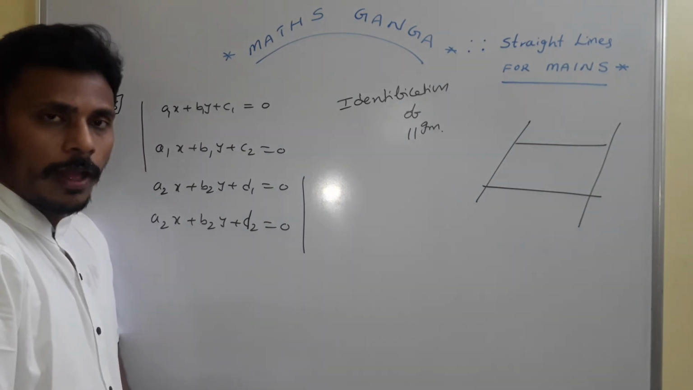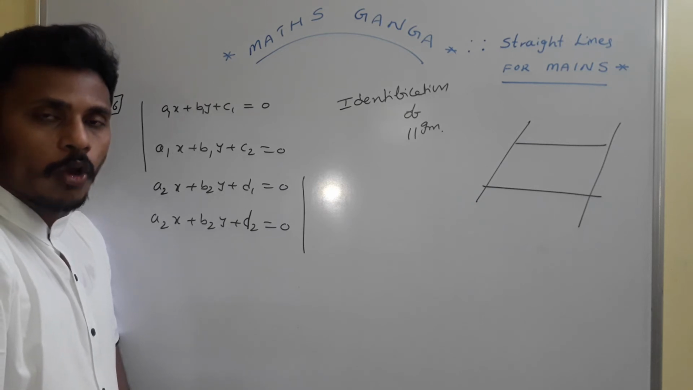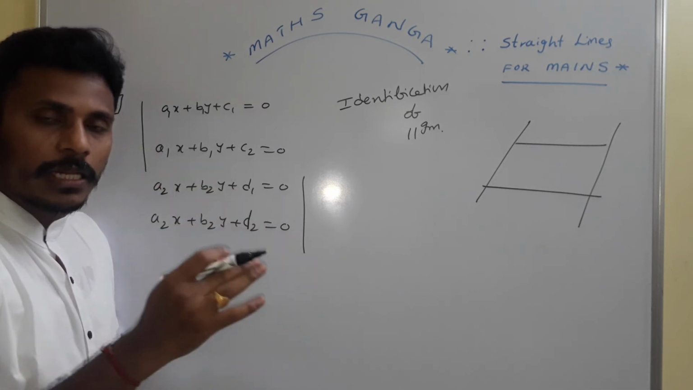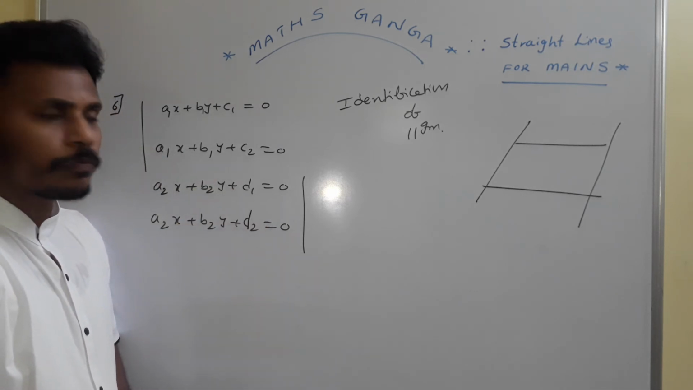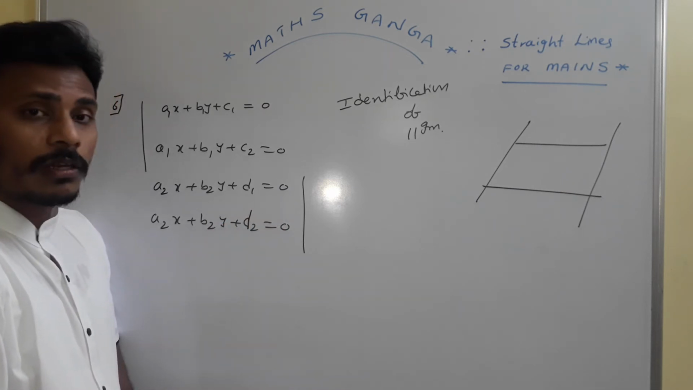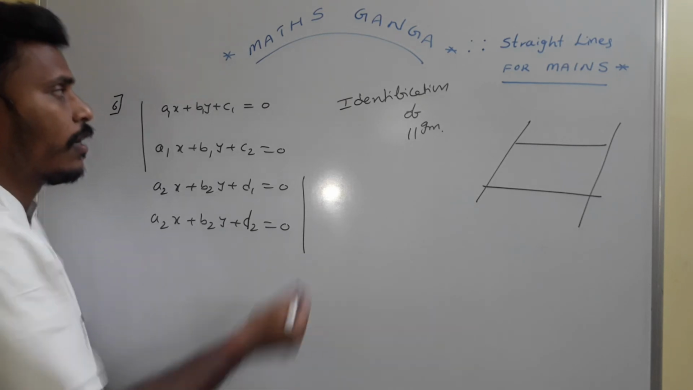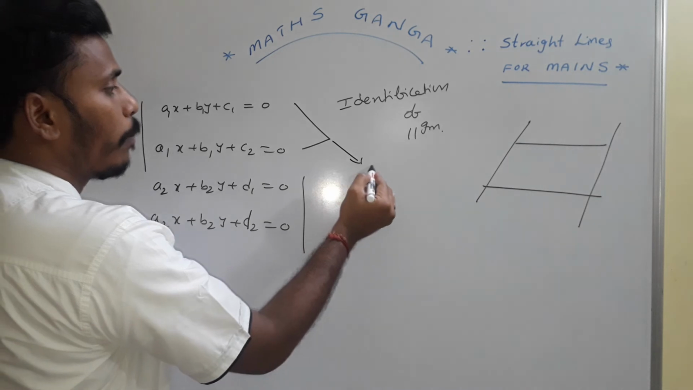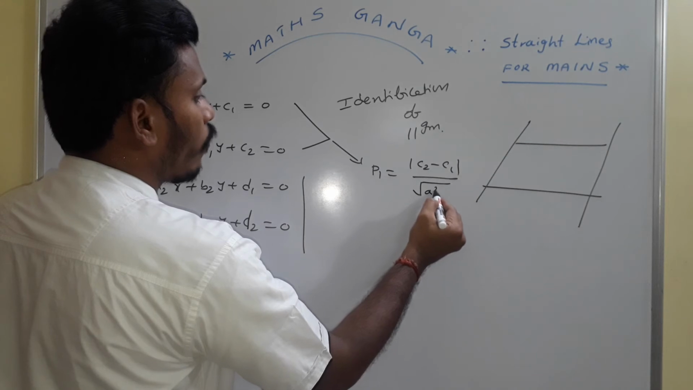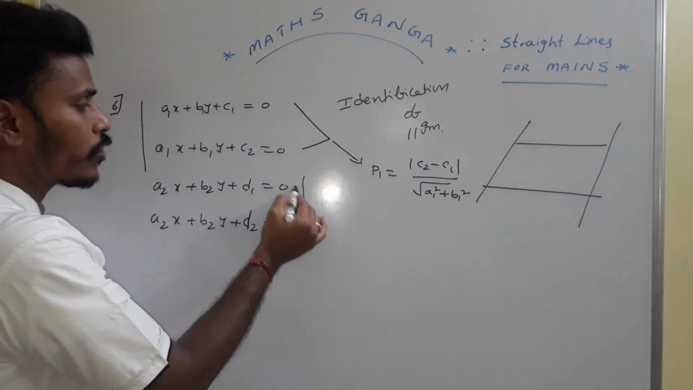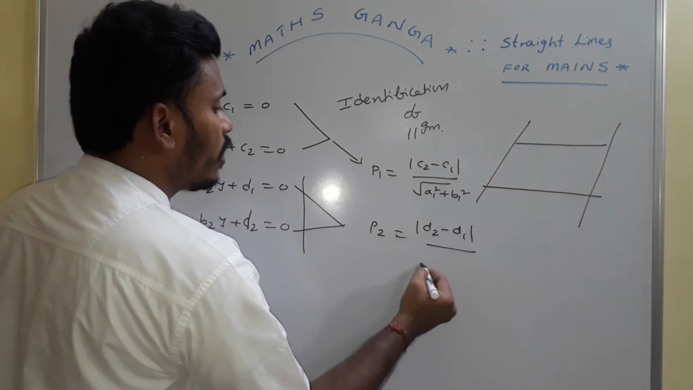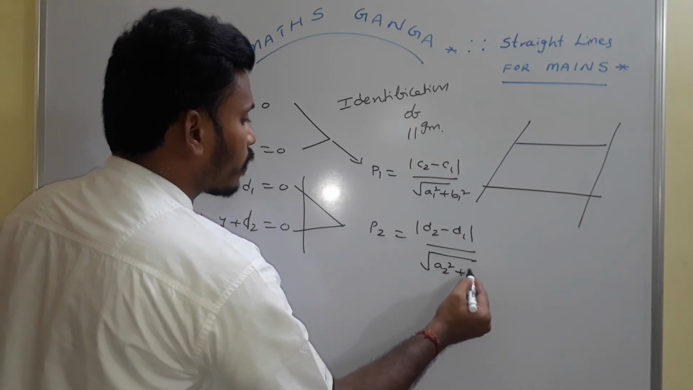Since they form a parallelogram, now we need to identify which type of parallelogram it is. We have different types of parallelograms. What are those? There may be a parallelogram, rectangle, square and rhombus. So now we need to identify the type of parallelogram. To identify the type, first of all, you need to find the distance between those parallel lines. Find the distance between these two lines as P1 is equal to modulus of c2 minus c1 divided by root of a1 square plus b1 square. And then find the distance between these two as P2 is equal to modulus of d2 minus d1 by root of a2 square plus b2 square.